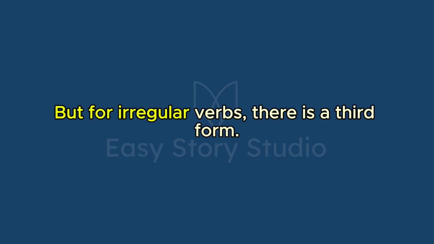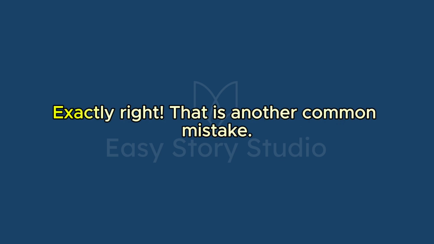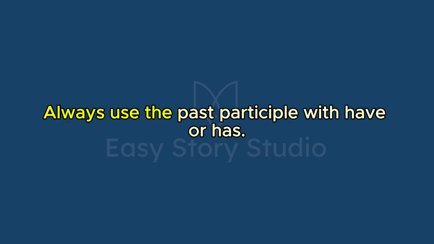Walked, played, cooked. But for irregular verbs, there is a third form. Yes, go, went, gone, eat, ate, eaten, see, saw, seen. The third form is the past participle. Exactly right. That is another common mistake. Always use the past participle with have or has.